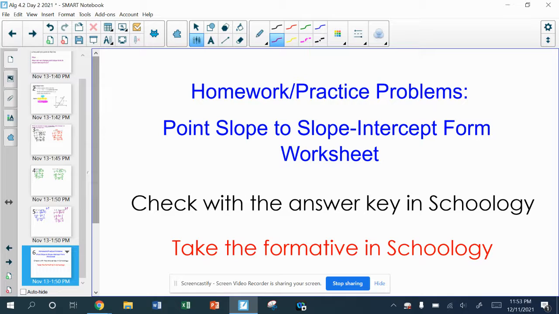Today's worksheet is point slope form to slope intercept form. You're going to write your equations in point slope form, and then you solve for y with a 2-step process. If you need any help with this, make sure that you ask. There's an answer key in Schoology, and then make sure that you take the formative when you're done. Let me know if you need any help.